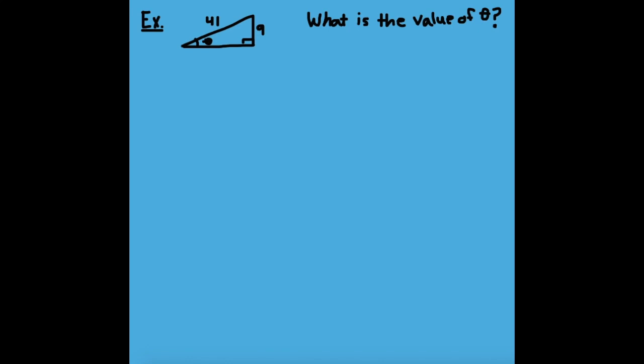So we have this triangle. And what is 9 in this case? Is 9 the opposite or is it the adjacent? Since 9 is opposite theta, 9 is the opposite. 41 is the hypotenuse since it is opposite the right angle.